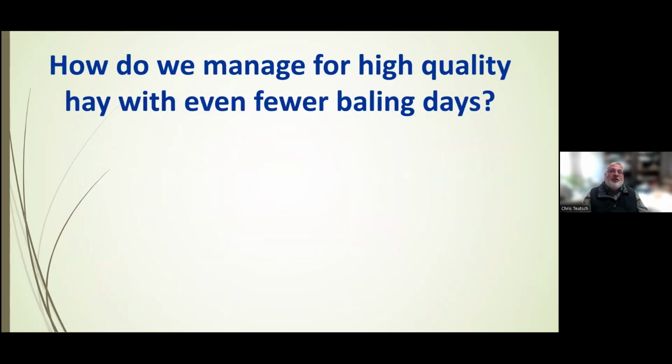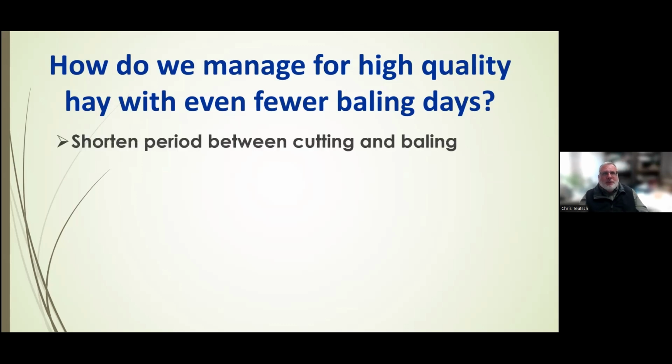So the question is how do we manage for high quality hay when we have even fewer baling days and more rainfall? More rainfall is good in that we're going to produce more dry matter, but it's going to be harder to get it cured. And the answer is obvious, right? We need to shorten the period between when we cut that hay and when we get it into a bale.